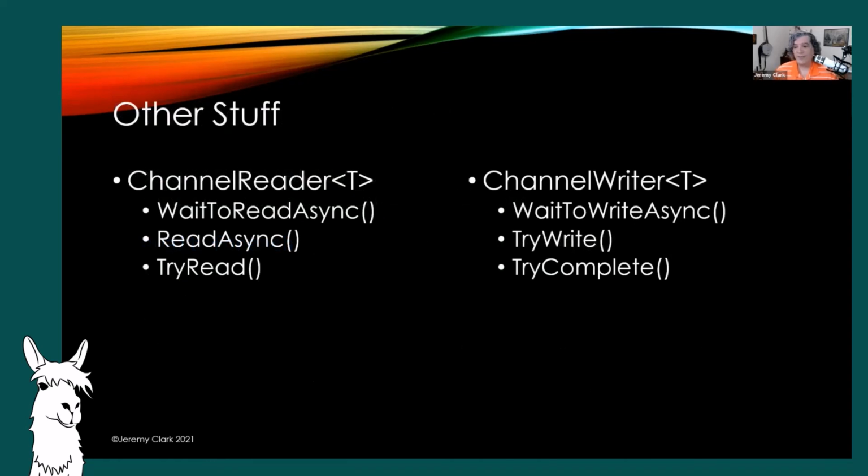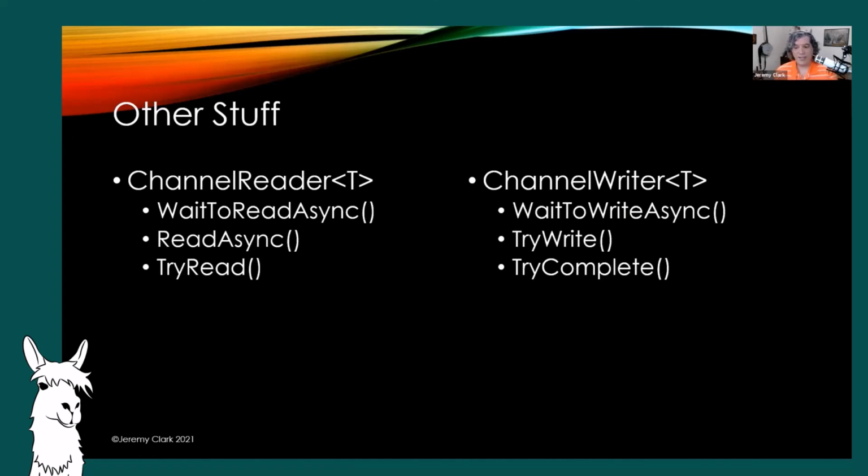Now, there are some other things if you want to dive into it. The channel reader has a wait to read async. That's a method that you can await, and it will return true as soon as there's an item available on the channel that you can read. And it will return false if the channel is closed and empty. Otherwise, it will wait with the await. There's also a read async to read a single item, and a try read, which is a non-asynchronous read operation, and that will return true or false, whether it's successful or not.